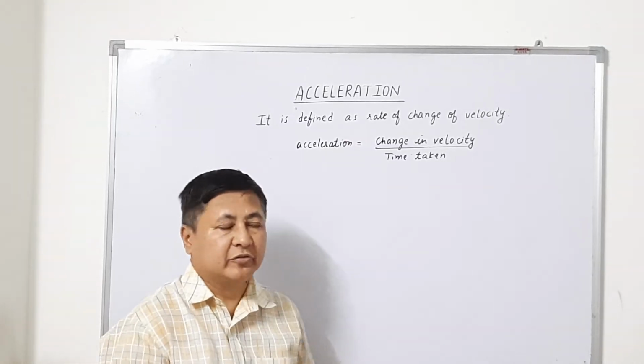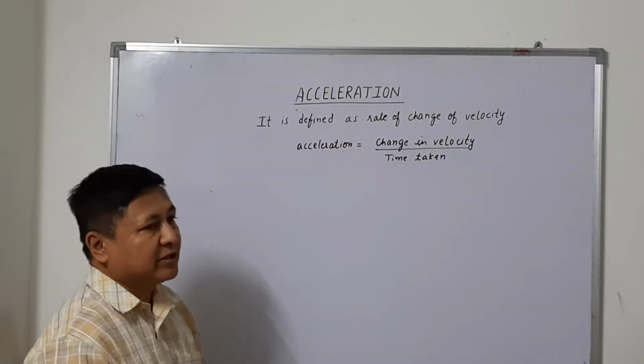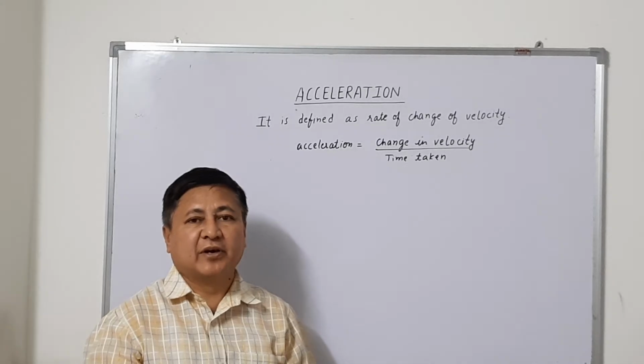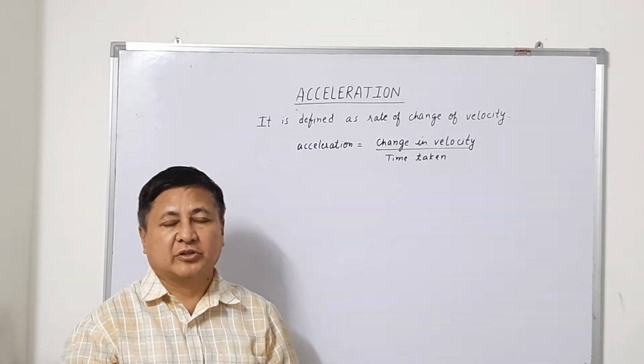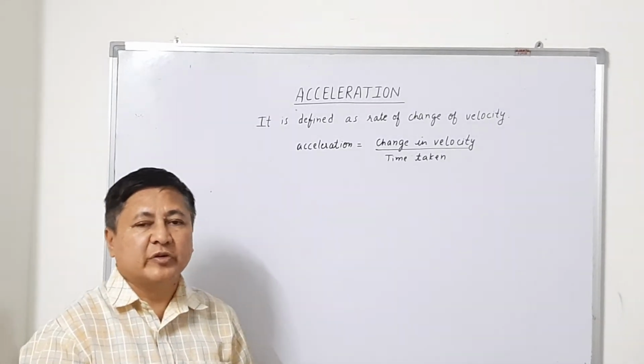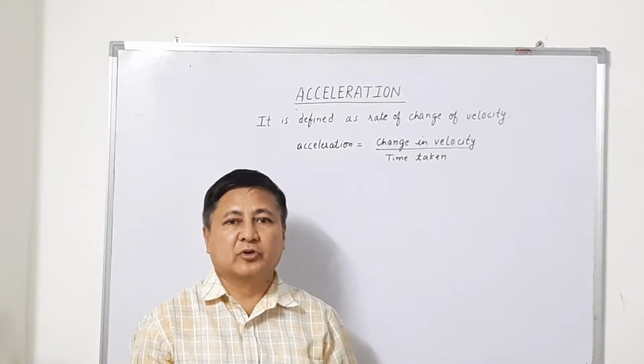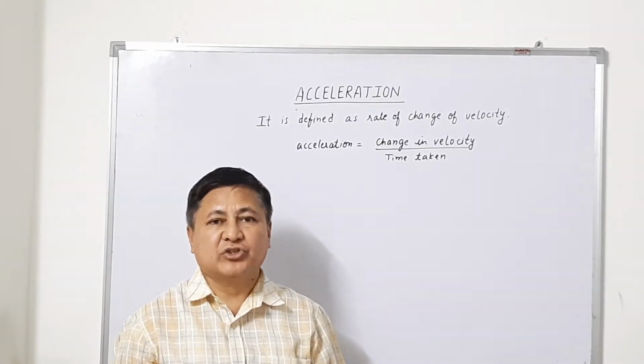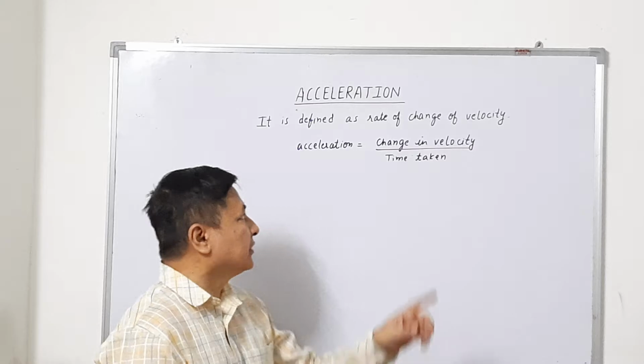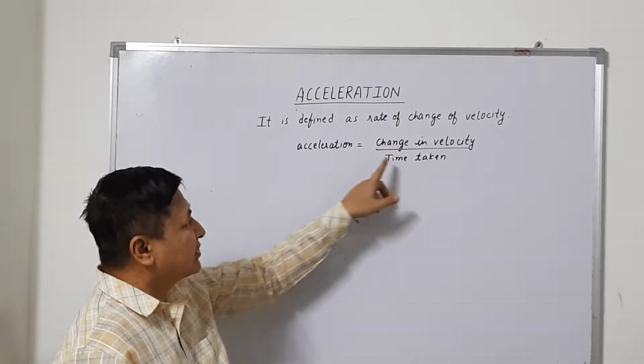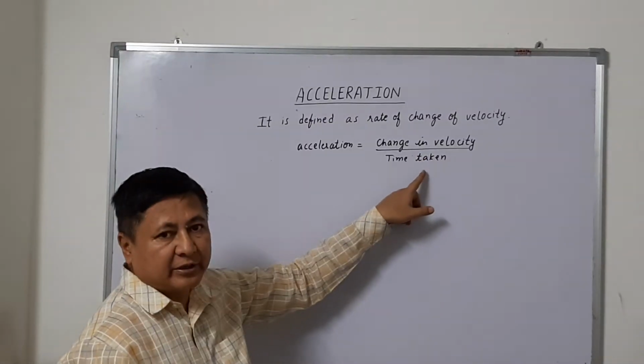Hello students, today we are taking a new topic, that is acceleration. Now acceleration is defined as rate of change of velocity. When the body is not moving with uniform velocity, it changes its velocity. So at what rate it is changing, that is defined by the acceleration. Now acceleration is change in velocity upon time taken.